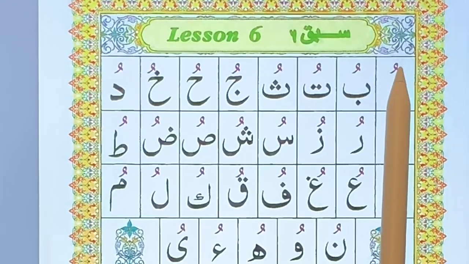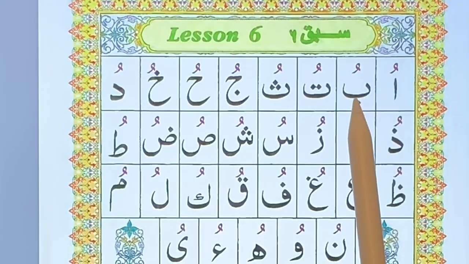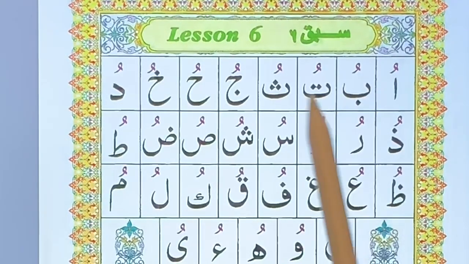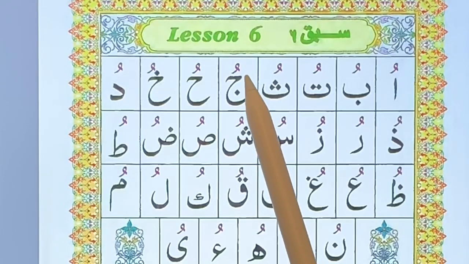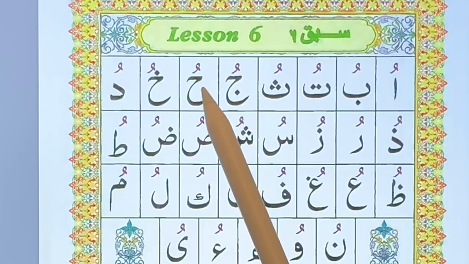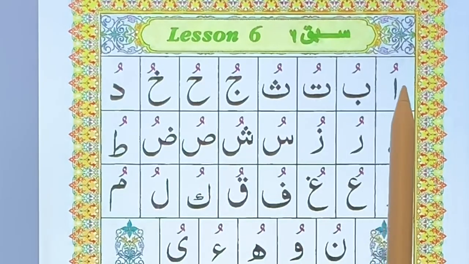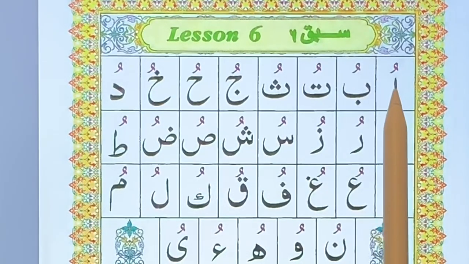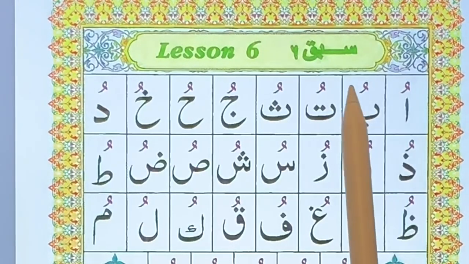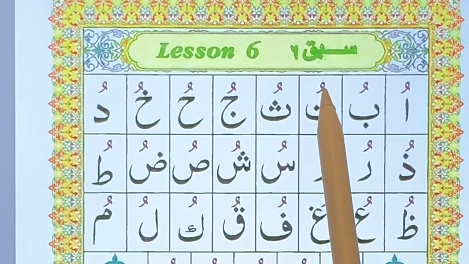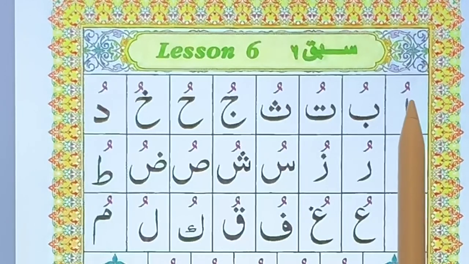So alif dhamma oo. Ba dhamma boo. Ta dhamma tu. Tha dhamma thu. Jim dhamma ju. Ha dhamma hu. Now, instead of doing that, we are going to say the name of the letter and then the sound. So instead of saying dhamma, I want us to say oo, oo, oo, because that's the sound it makes.